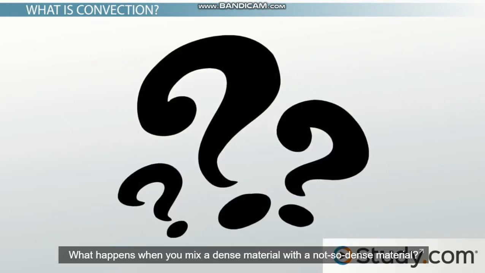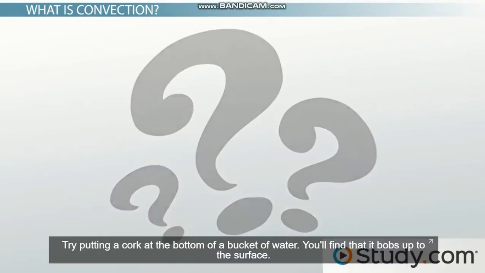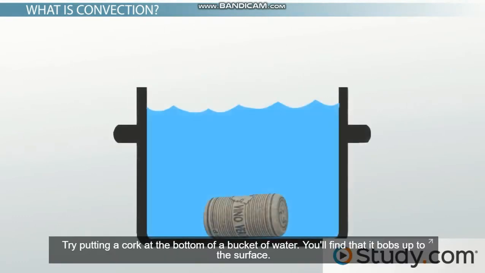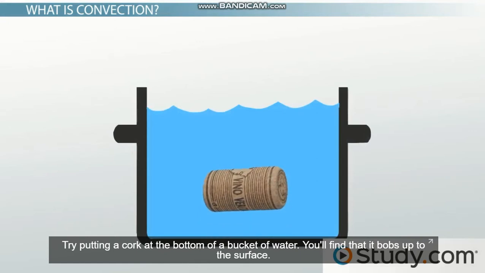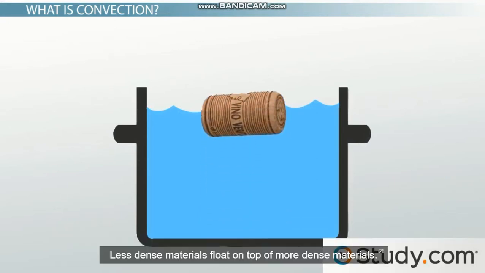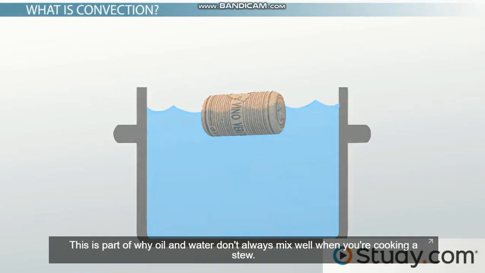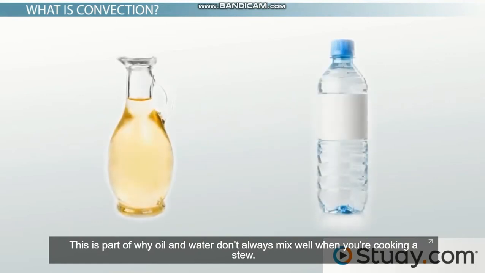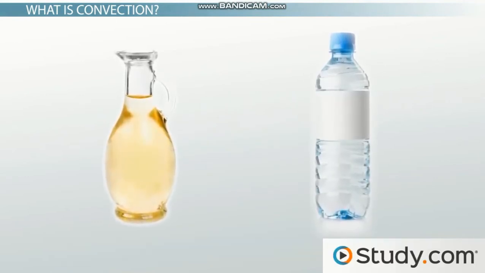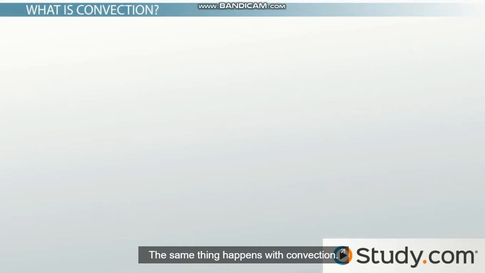What happens when you mix a dense material with a not so dense material? Try putting a cork at the bottom of a bucket of water. You'll find that it bobs up to the surface. Less dense materials float on top of more dense materials. This is part of why oil and water don't always mix well when you're cooking a stew. The same thing happens with convection.